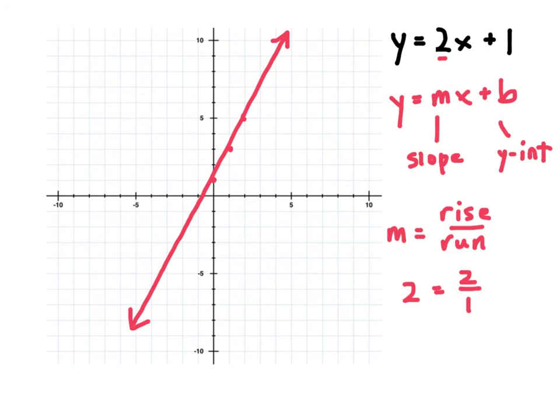In the next video, we'll take a look at an example where we're graphing the slope-intercept form and the slope is negative.